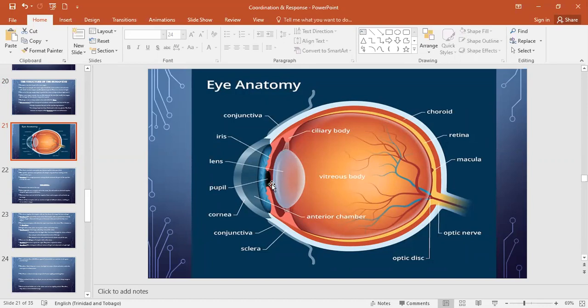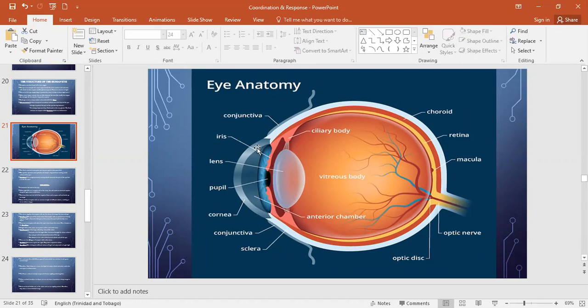In front here, you would have your pupil. Many times when you go to the doctor for a checkup, they take a bright light and flash it in your eyes because they want to see how your pupils react to light, how they're contracting, how they're relaxing, to make sure that things are working normally in that department.